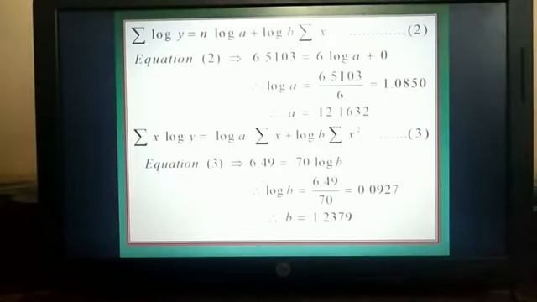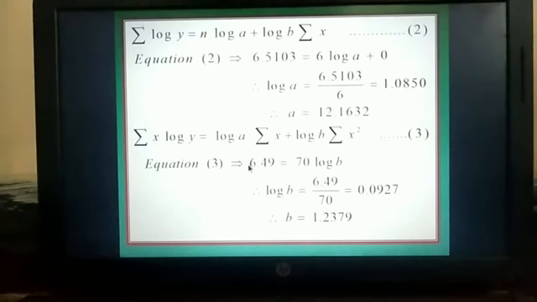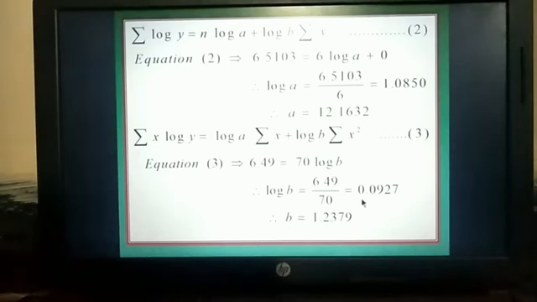Similarly, log A, summation of x will become 0 because summation of x is equal to 0. This term goes to 0 plus log B as it is. Sum of x square value was 70. We want log B, so that log B can be kept as it is. 6.49 divided by 70, it will become 0.0927. Therefore, B is equal to the anti-log of this particular value, which will be 1.2379.